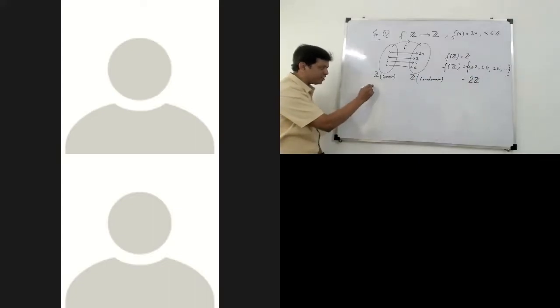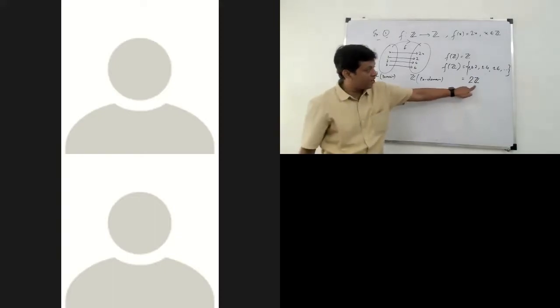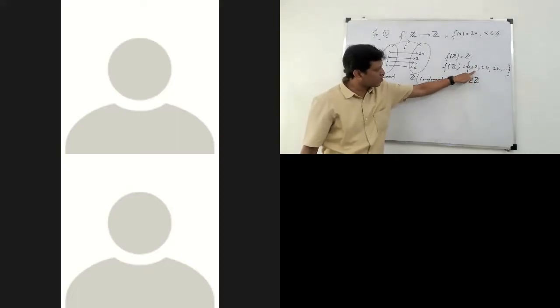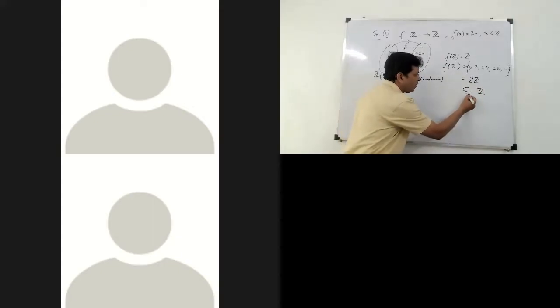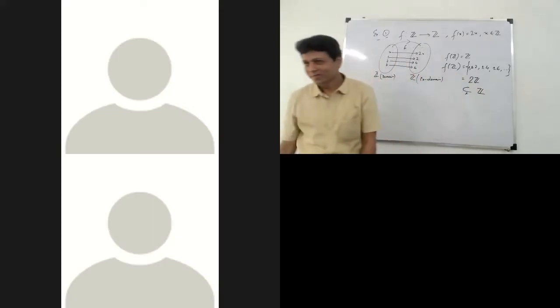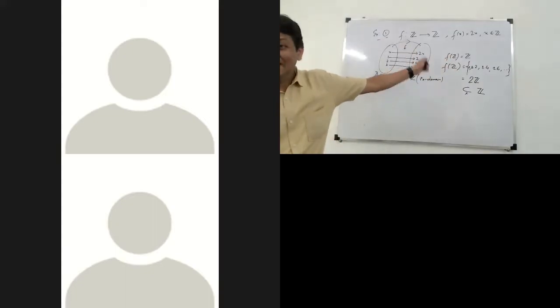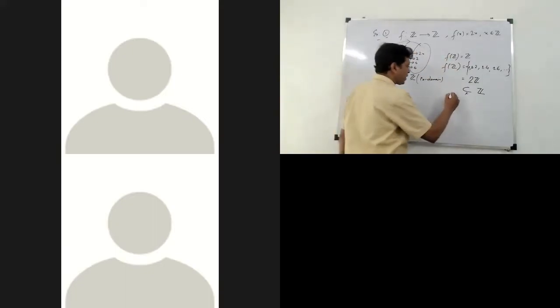Because what is an odd integer? An odd integer will be like this. You see, if you substitute 0, it will be 1. No, 0 belongs to the even integers. So it is the even integers, and it is a subset of Z, not equal. So that is why it is into. You write the explanation.